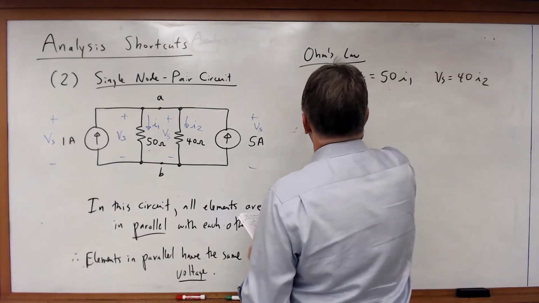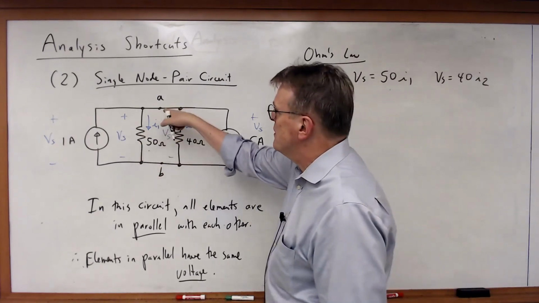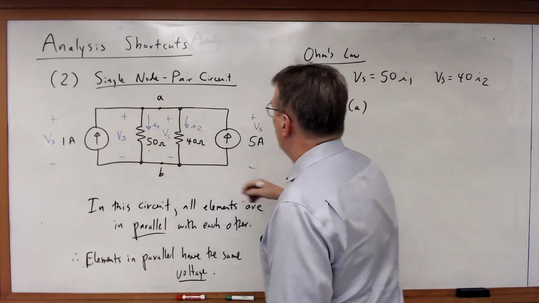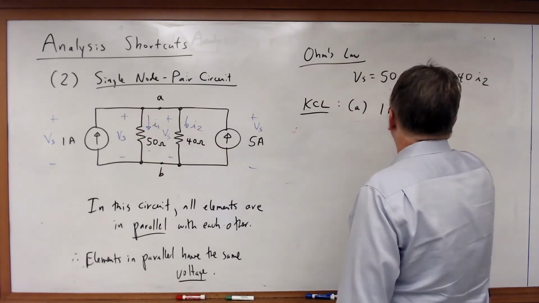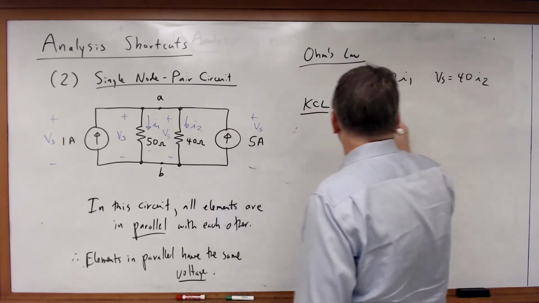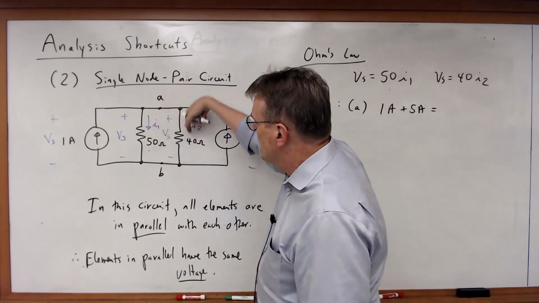KCL, what does that tell us? Well, for KCL, let's look at the top node. So for the A node, 1 amp going in plus 5 amps going in must be equal to I1 plus I2 going out.